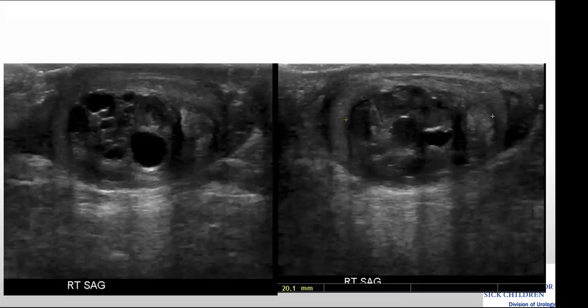So this is an infant male who was identified to have a right testicular mass with negative markers. Ultrasound revealed a heterogeneous, well-circumscribed intratesticular mass, and you can see that there are some cystic-appearing components within the mass in this area.